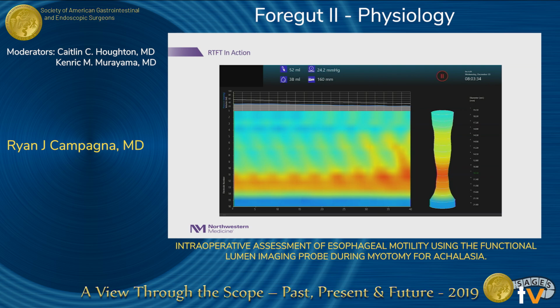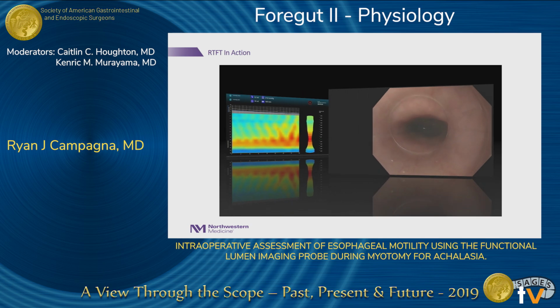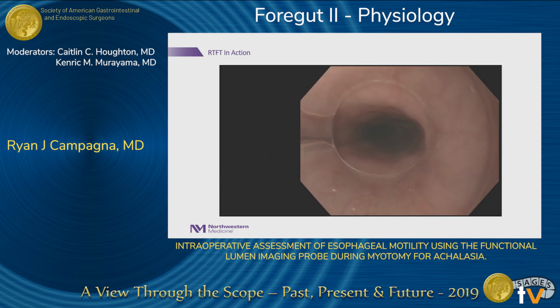And this is what it would look like on the real-time FLIP topography monitor. You can see these repetitive antegrade contractions coming down here. And then this is one retrograde contraction. And we can also see the endoscopic correlate. So here we'll see a contraction coming down, obliterating the esophageal body lumen and relaxing.